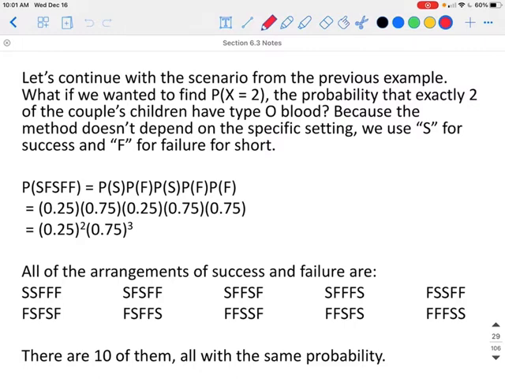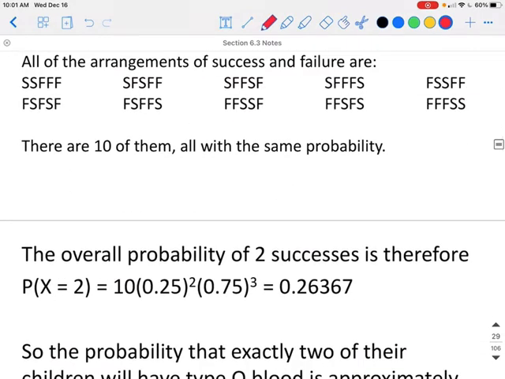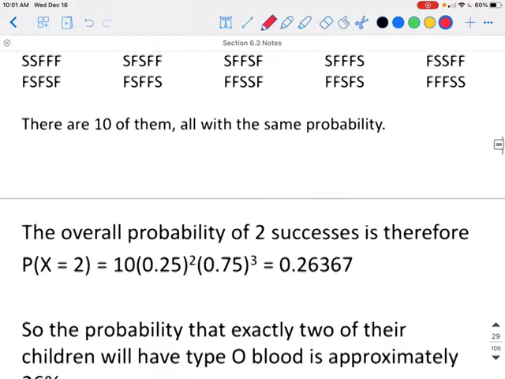Now we do know that the probability that 2 of them will have type O and 3 of them will not can be found by doing 0.25 squared times 0.75 to the 3rd. But then you have to figure out how many different arrangements you can do this. And it does turn out that there are 10 different arrangements of 2 successes and 3 failures. So we can do 10 times 0.25 squared times 0.75 cubed, and that gives us a 26% chance that exactly 2 of them will have type O blood.